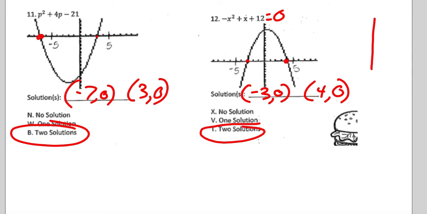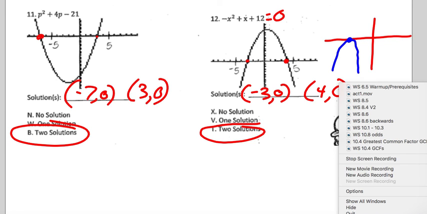You could even have a downward facing parabola that only has one solution. What would that look like? Well, it would be downward facing, and the vertex would be right on the x-axis. That was fun, huh? Please do numbers 1 through 4. Let me know if you need any help.